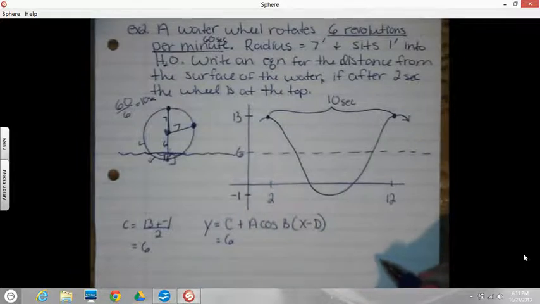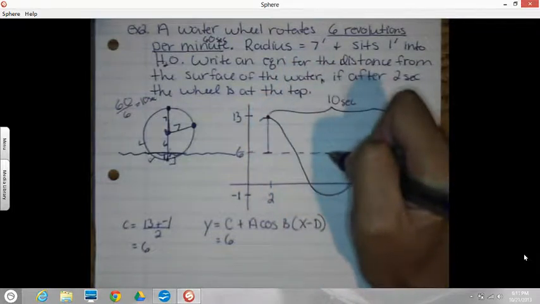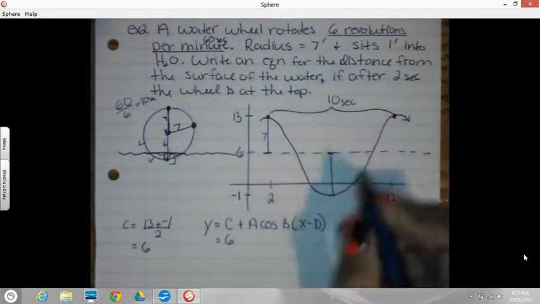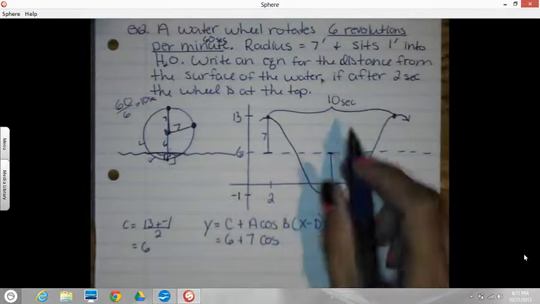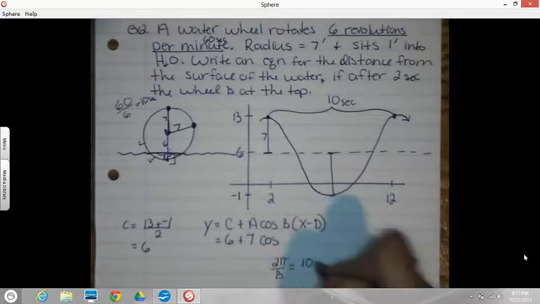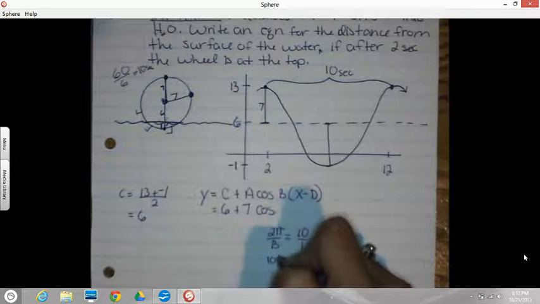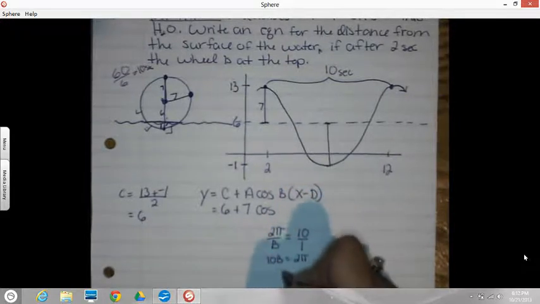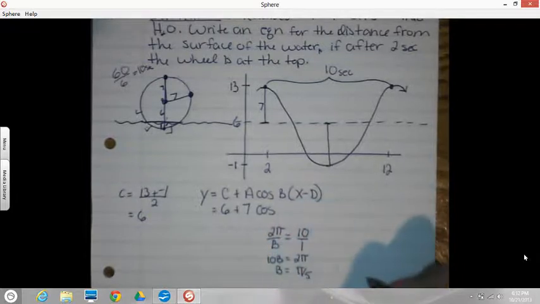Now amplitude. Remember, amplitude is the max to the axis or the axis to the min. Well, that's your 7. It's your radius. The B, remember, is not equal to the period. You have to do a little bit of math. 2 pi divided by B is equal to the period length of 10. Do a little cross product here. 10B equals 2 pi, so B is going to equal 2 pi divided by 10, which is pi over 5. So B is pi over 5.